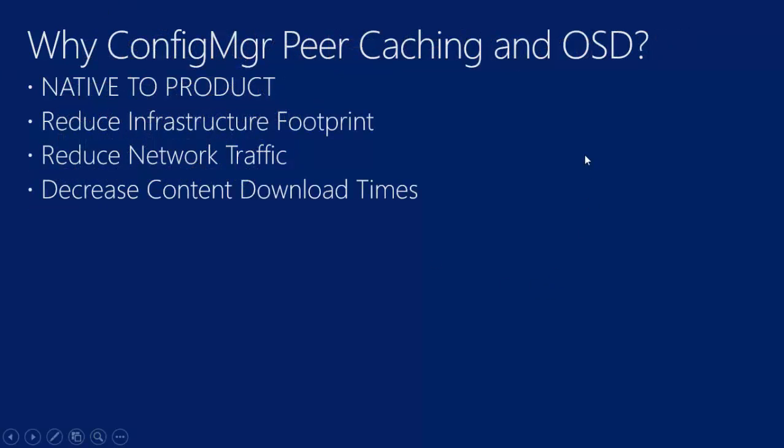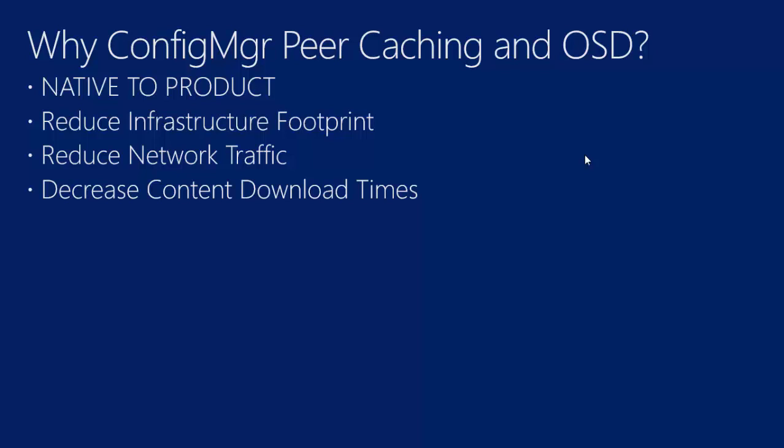So why do we care about ConfigMgr peer caching in general, but then why do we care about it with OSD? The first reason is, and put in all caps there, it is native to the product. There is no additional cost associated with using peer caching in ConfigMgr. There may be a significant additional cost when using third-party caching solutions. So being aware of this capability, native in ConfigMgr, how it works, and where it can maybe save you money, help your operations, is really important.